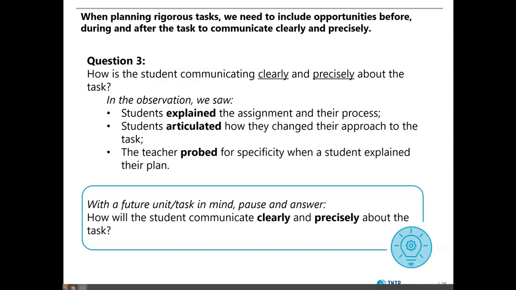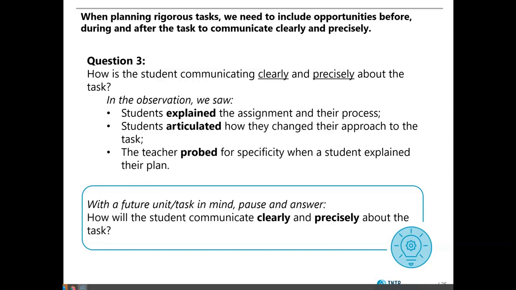We didn't see the time before this particular project was assigned or what happened afterwards in terms of any opportunities to communicate or do some sort of a gallery walk or offer feedback or whatever. But for what we saw, we did see several different examples of students communicating within their small group to one another and to the teacher.